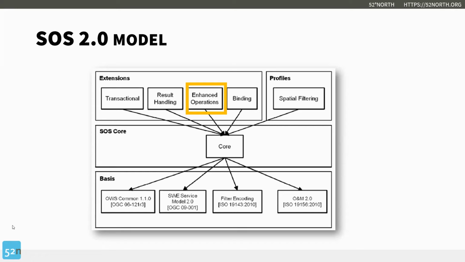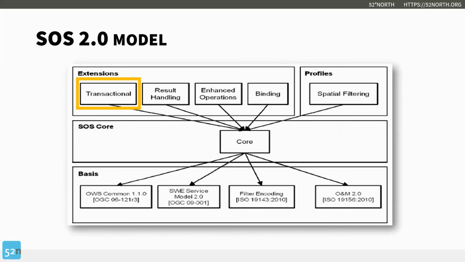You have the so-called transactional operations. Transactional means typically, I have introduced the SOS to you as a service interface for downloading observation data, but also in the other direction, you can use the SOS for putting observation data into your central data store. So transactional operations are for publishing data on an SOS. That could even be a sensor system sending data automatically into that server via the so-called transactional operations.